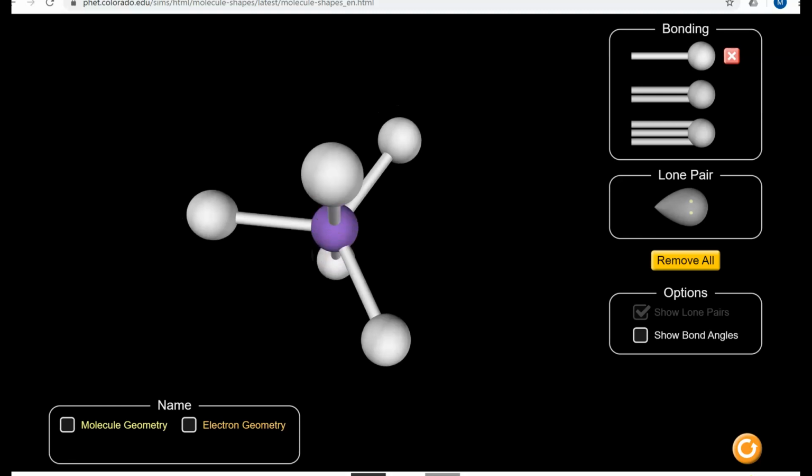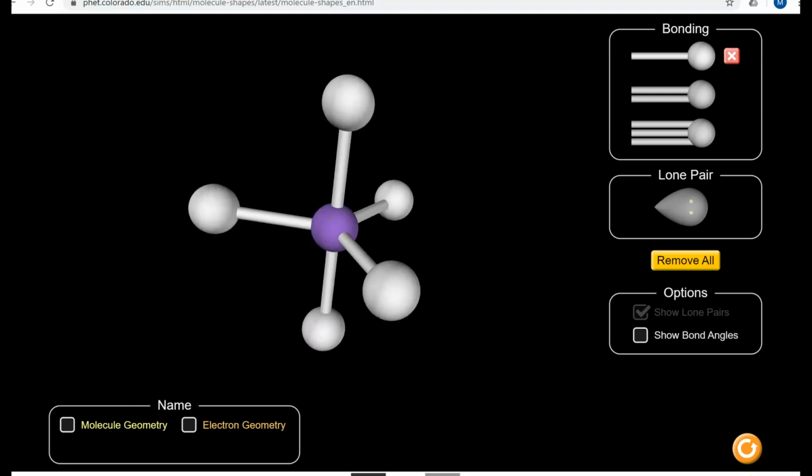All right, now I'm going to turn this back up. Now, if you look at the angle between an axial and the equatorial atoms, it's a 90-degree angle. So there are differences. There are three equatorial positions and two axial or polar positions. All right.